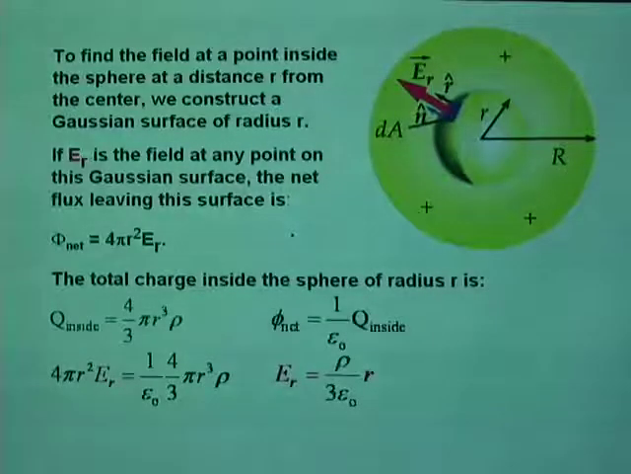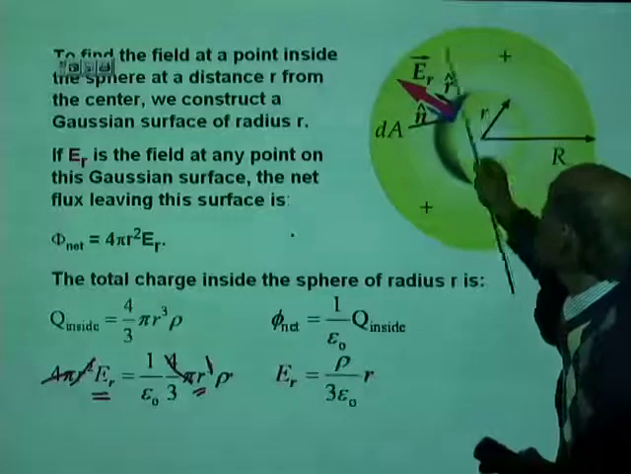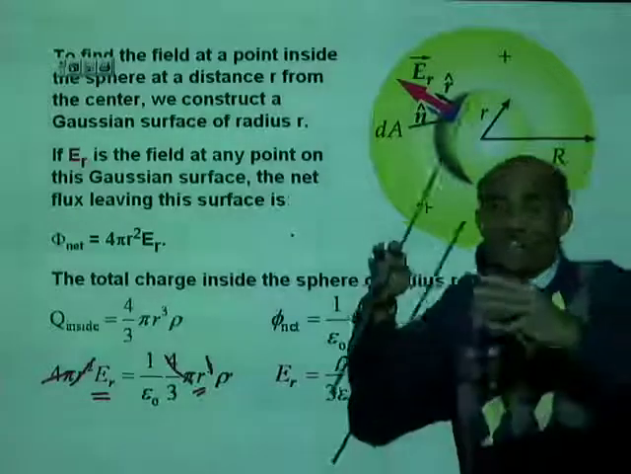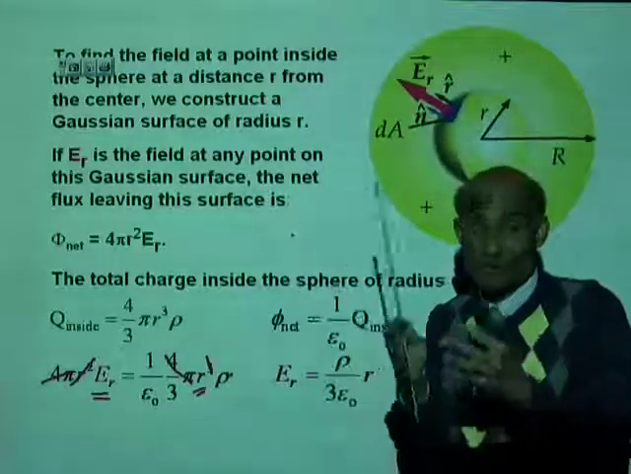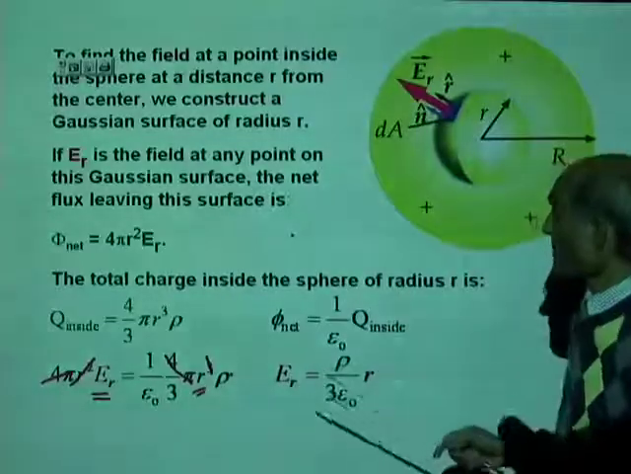Like this. You have a 4 pi on the left cancelled with 4 pi. R squared on the left cancelled with r cube, leaving an r. So ER equals rho divided by 3 epsilon naught times r, and this is the expression for the electric field at any point inside the charged spherical object. That is not a shell, it's a solid sphere. Okay.